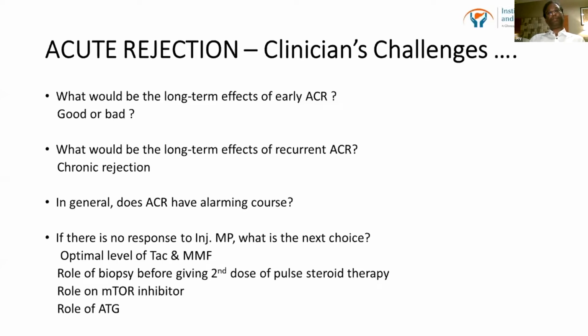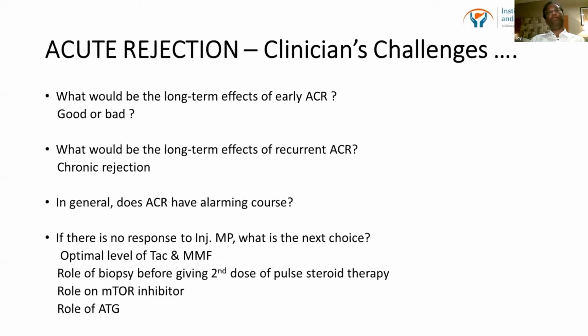If there is no response to the pulse therapy, then as a clinician, it is really challenging. So what next can we do? As I already mentioned, from day one itself we have to maintain the adequate tacrolimus level, and the patient should be on MMF support, not only tacrolimus and steroid. And still, if there is no response, we have to repeat the biopsy to reconfirm it.